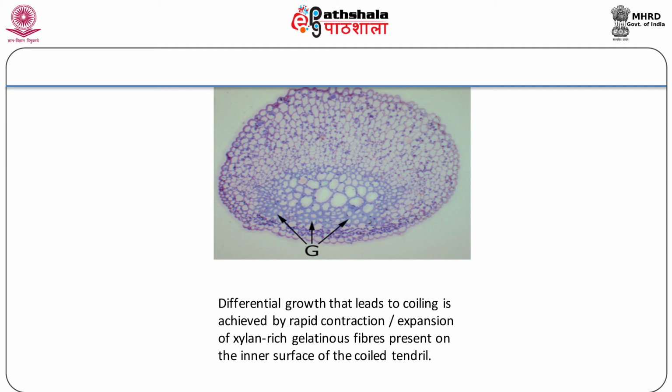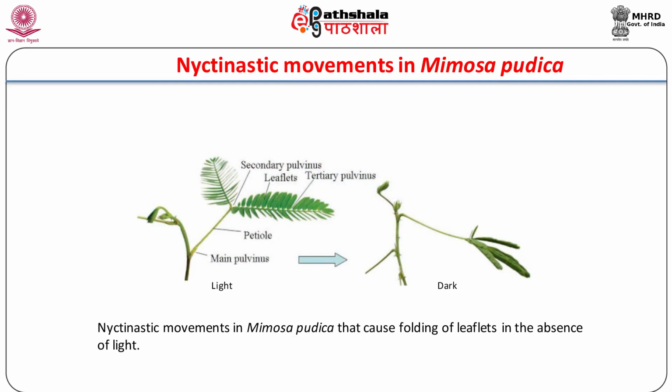These fibers are important in bringing about rapid change in shape of cells during the coiling movements and also generate tensile strength in the tendril, which causes it to coil. Nastic movement, thigmonasty and nyctinasty.